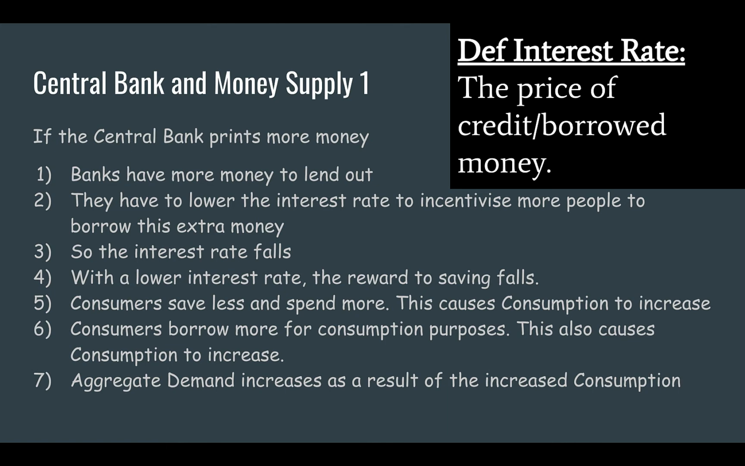So you may be inclined, or at least more people will be inclined, to borrow more for consumption purposes. You may max out your credit card that you wouldn't have done when the interest rate on these credit cards were higher. So consumers also borrow more for consumption purposes. So a reduction in saving causes consumption to increase, an increase in borrowing for consumption purposes causes consumption to increase, and as such, aggregate demand rises as a result of this increased consumption.